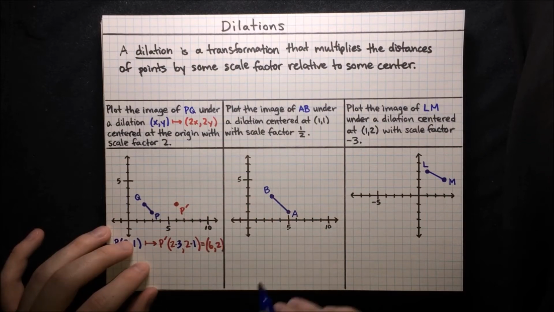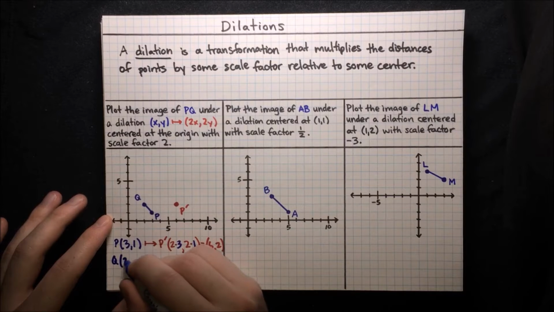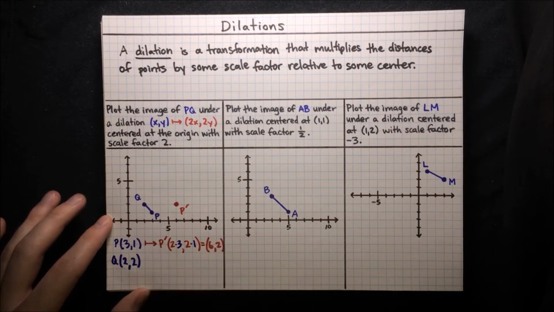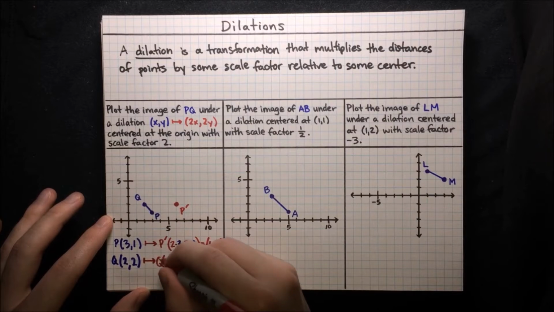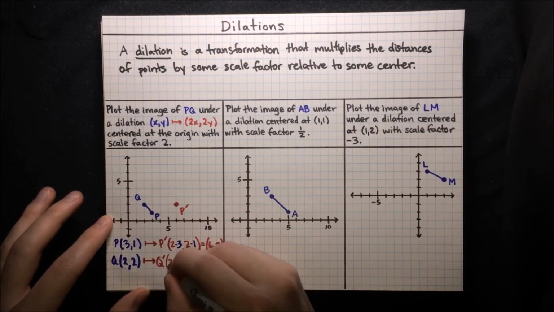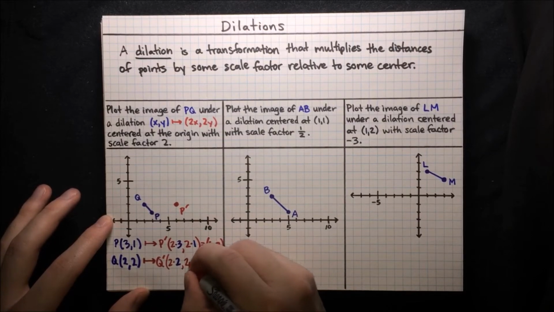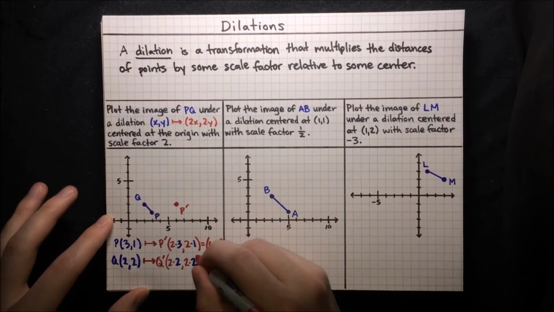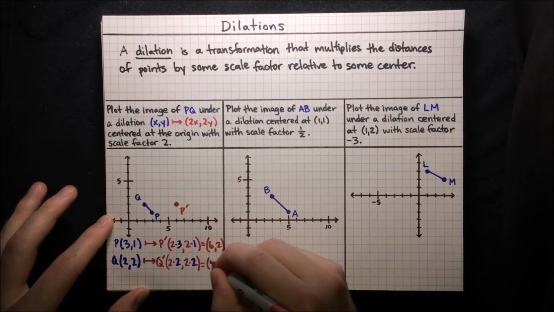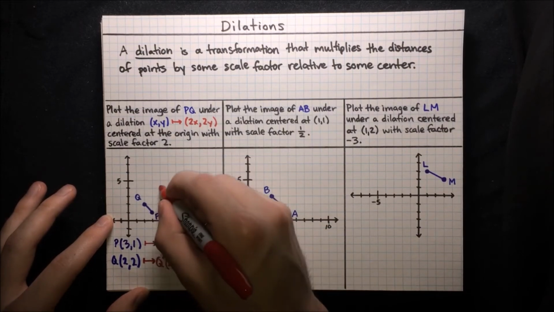We can do the same thing for Q here. So Q is the point (2, 2), and that gets mapped to the new point Q prime, which is 2 times the original x coordinate 2, and then 2 times the original y coordinate, which is also 2. So Q prime really has coordinates (4, 4). Let's go ahead and plot that. It's right up here.